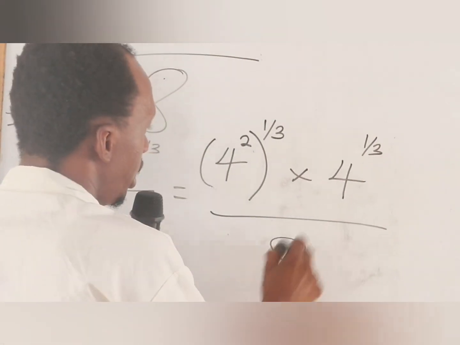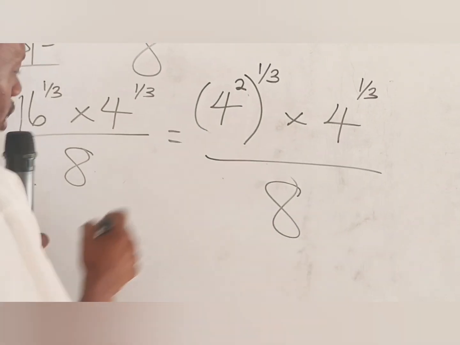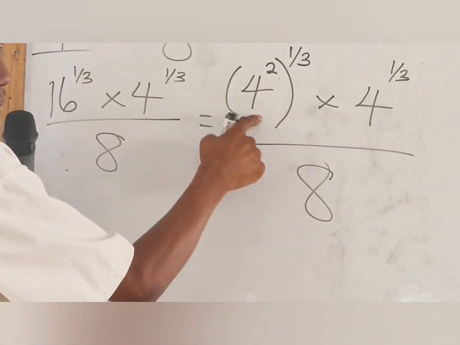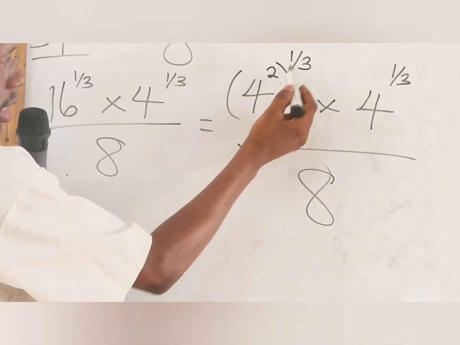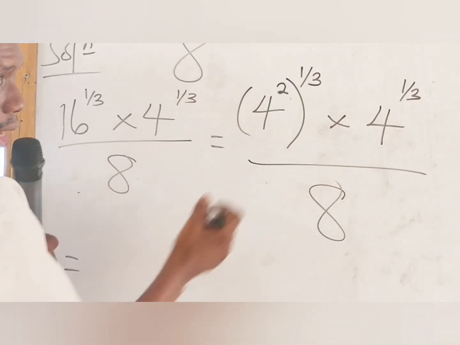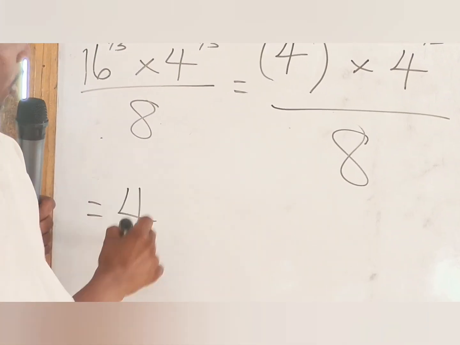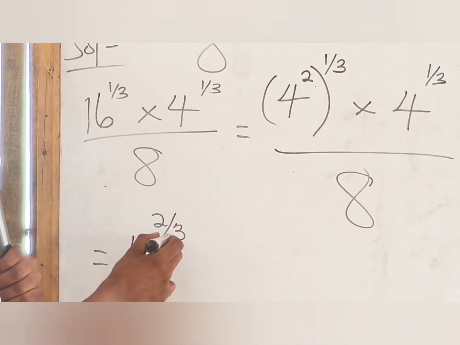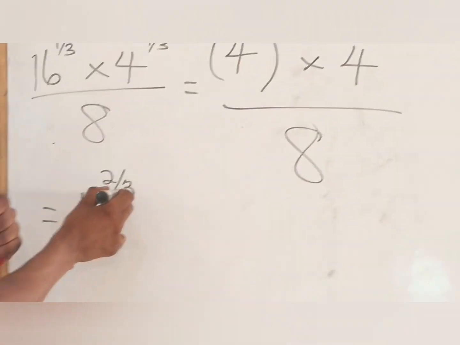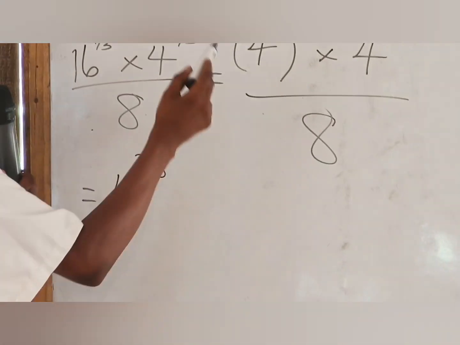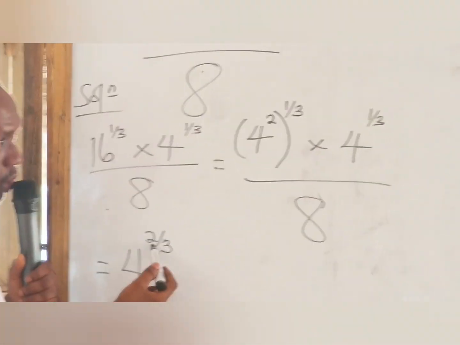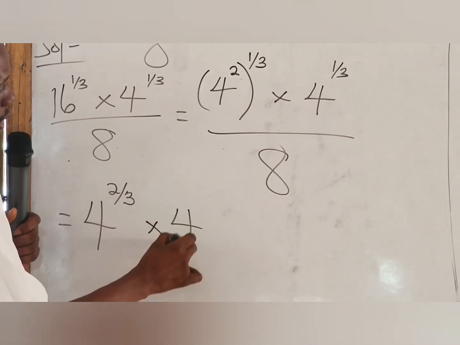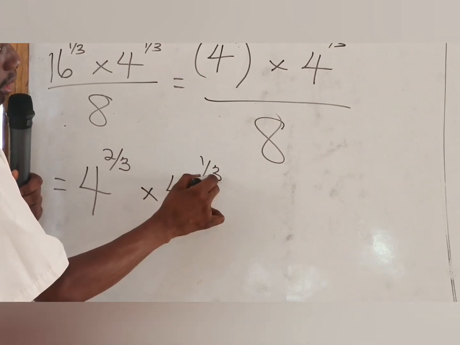We have done nothing to 8 yet. So let's go on. The third law of indices says what? When the power is raised to another power, what do you do? You multiply the powers. So we get 4 to the power 2/3. Are you watching? Can you all see? The powers, multiply the powers. 2 times 1/3 is the same as what? 2/3.